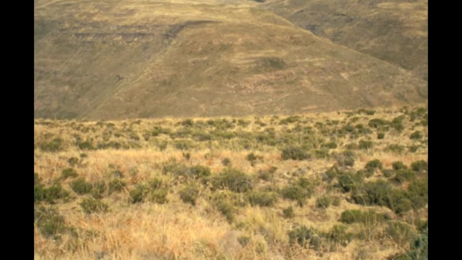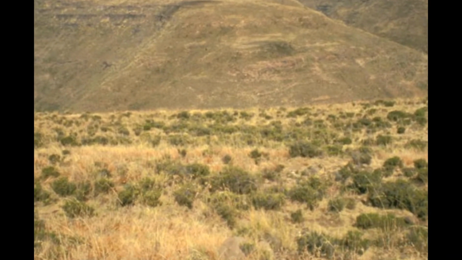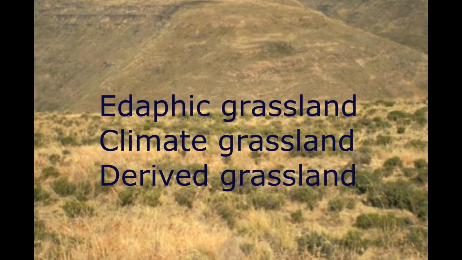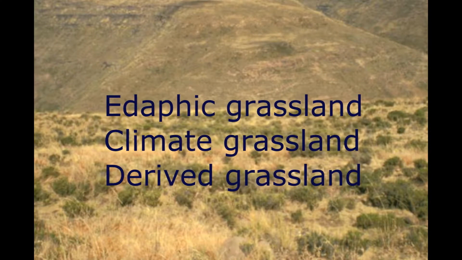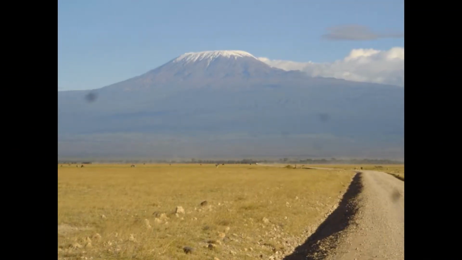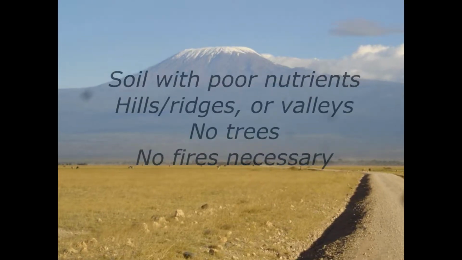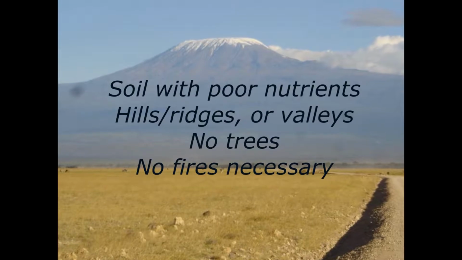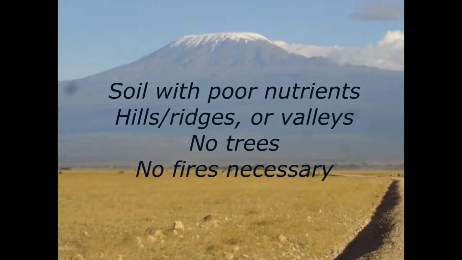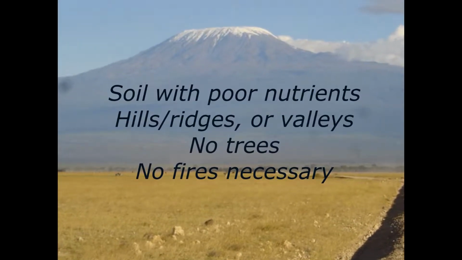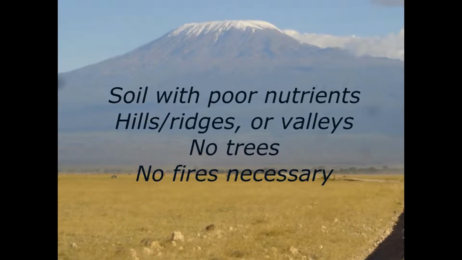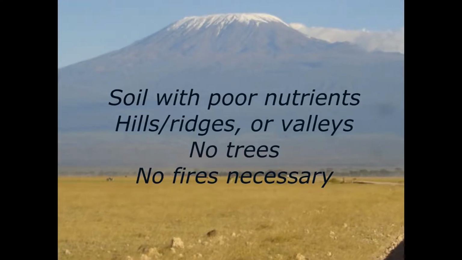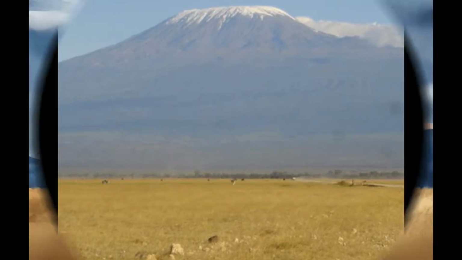There are three main types of grasslands found all over the world: the edaphic, the climate, and the derived grassland. In an edaphic grassland, the soil is extremely poor in nutrients and is found primarily on hills or ridges with shallow soil, or in valleys with clay soil. These conditions prevent tree growth entirely, and the use of fires is not needed to preserve the grassland.